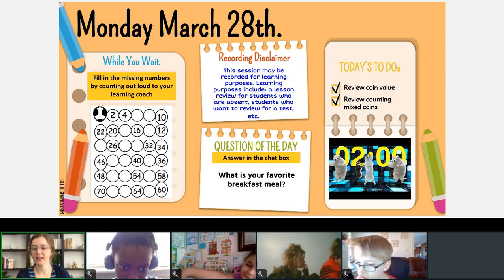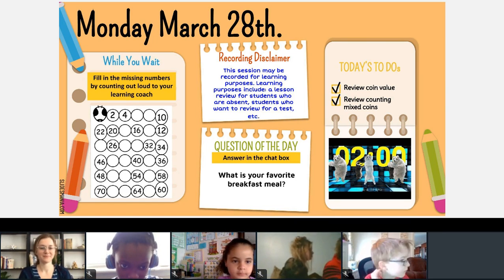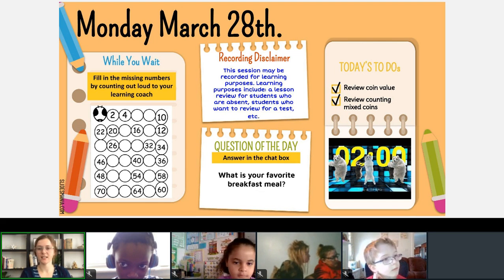An egg breakfast, tater tots, bacon, yum, sausage.